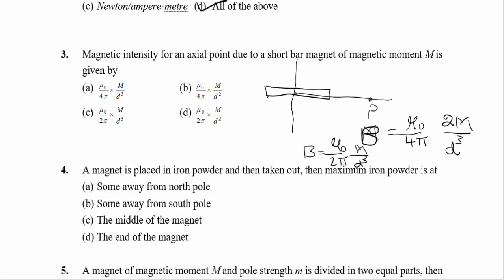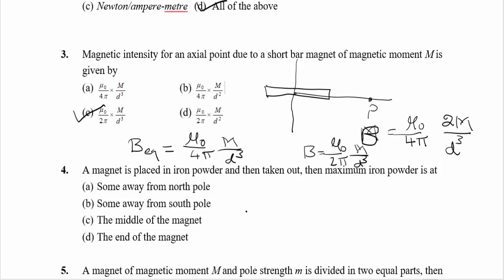Means option C is correct. So it is the axial line formula, and for the equatorial line, I will simultaneously write the equatorial formula also. B equatorial is written as mu naught by 4 pi m by d cube. The difference between axial and equatorial is, in axial line it is 2m by d cube, in equatorial line m by d cube. But the question is on the axial line, so it will be 2m by d cube. The 2 cancels, it will be mu naught by 2 pi m by d cube.